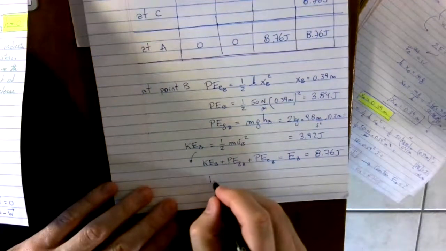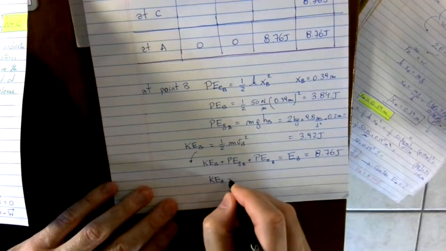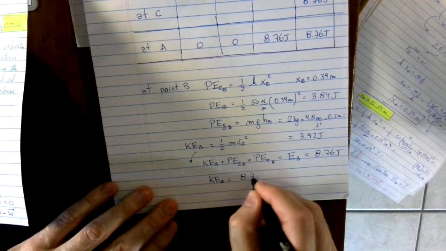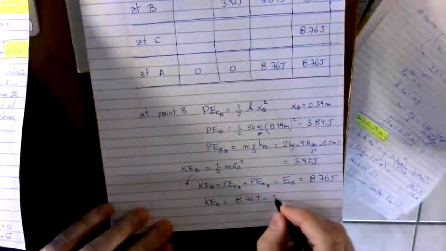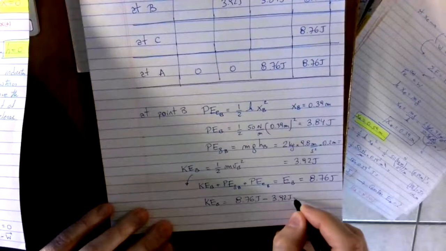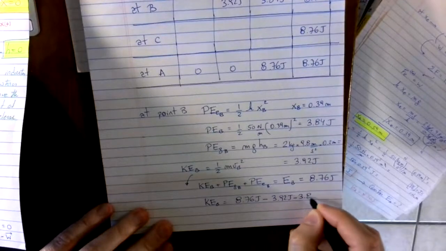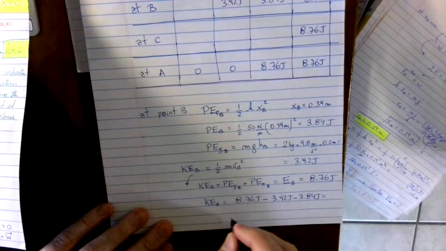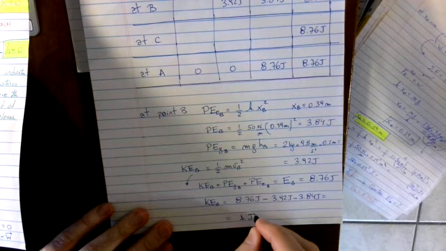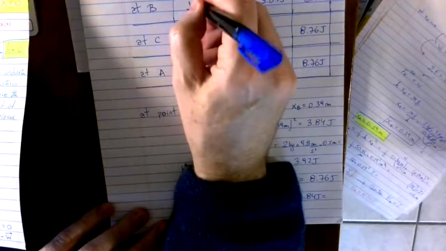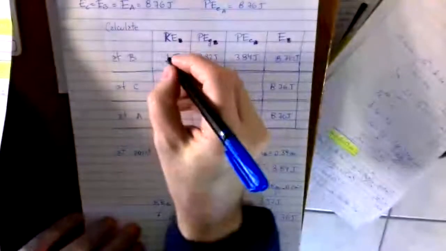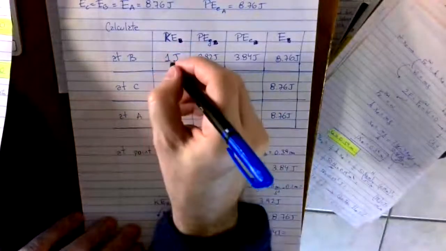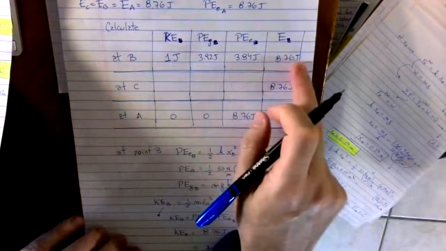Okay, so then KEB is equal to 8.76 joules minus the other two, minus 3.92 minus 3.84, and it just happened that this is just 1 joule, by coincidence. Okay, just 1 joule, and this completes the calculation at B.